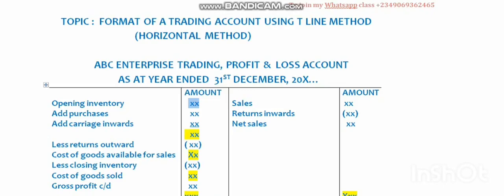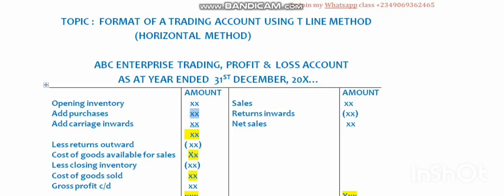We are just doing the format. We will prepare the account later, but let's do the format of it, so that when you understand the format, it will be easier for you to prepare the account when the figures are given to you. After the opening inventory, the next thing you do is add your purchases. You check from the illustration, from the question, the amount of purchases there, and you put your purchases amount.